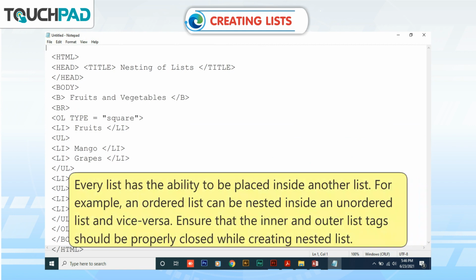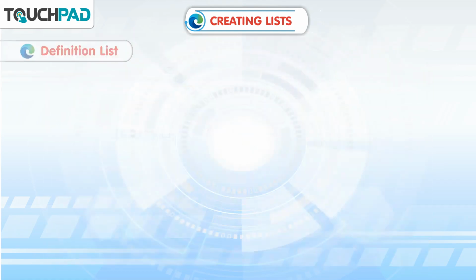Every list has the ability to be placed inside another list. For example, an ordered list can be nested inside an unordered list and vice versa. Ensure that the inner and outer list tags are properly closed while creating a nested list.